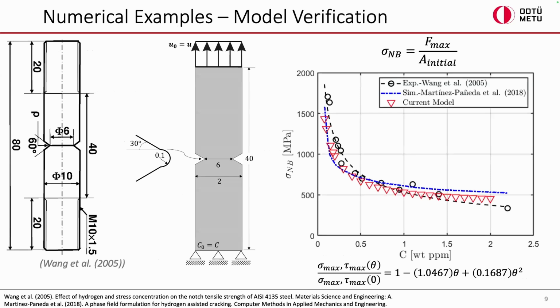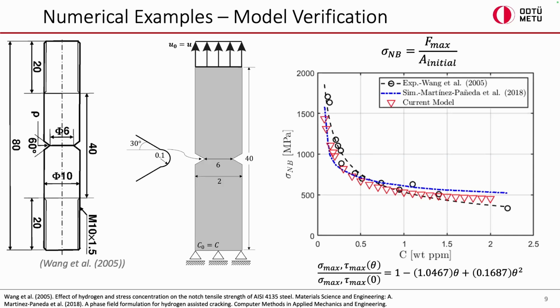First, I'll try to verify my model in a 2D case. I've used the experiments from 2005, the notched specimen and uniaxial tension loading case. I modeled it in my software and inserted cohesive zone elements in the middle of the specimen. And I changed the initial concentration values of the hydrogen and re-simulated for 10 or 20 of them.